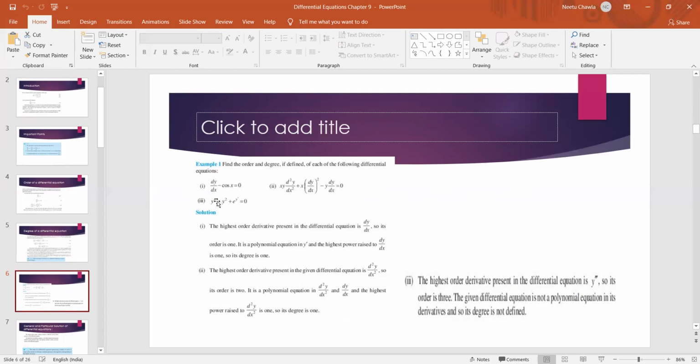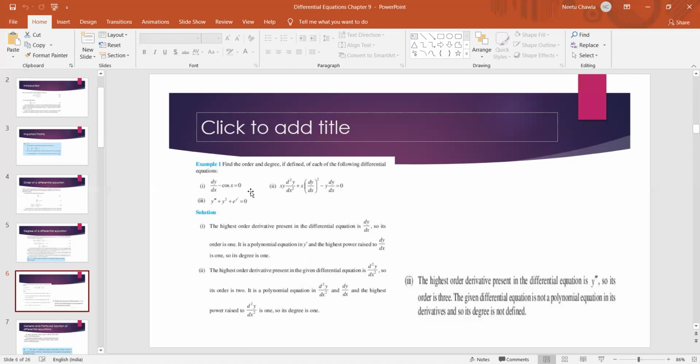See example 1. Suppose this is the first equation, dy by dx minus cos x is equal to 0. Is it a proper differential equation? You can tell me that it is a proper differential equation because everything is in the form of a proper polynomial. So you can easily say what the order is over here. Order is 1 because the highest order derivative is of order 1. So its order becomes 1. And nothing is seen above it, so the degree also becomes 1.